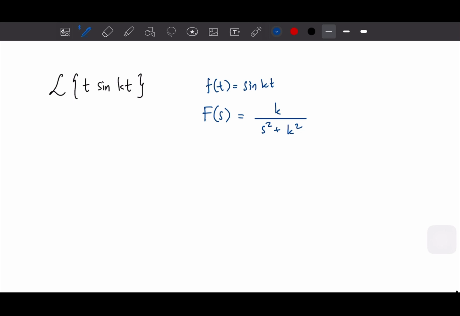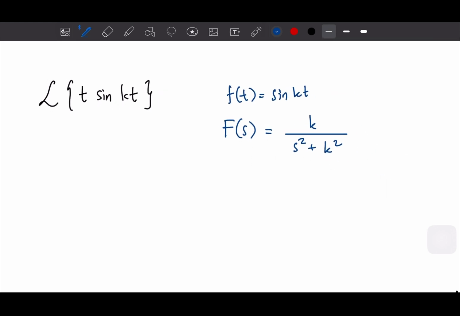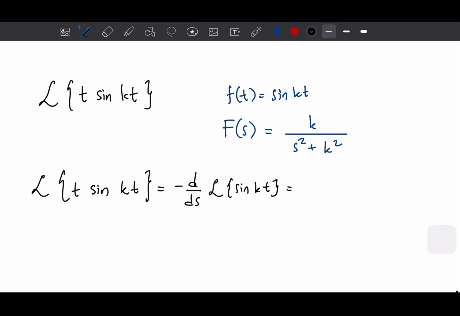And since the n is 1, just t, not having any power, we could write down the Laplace of t sine kt. This will be negative d/ds of Laplace of sine kt, which means we are going to derive this k over s squared plus k squared.